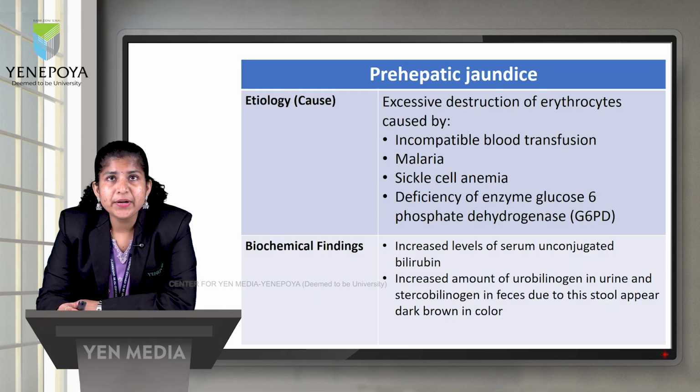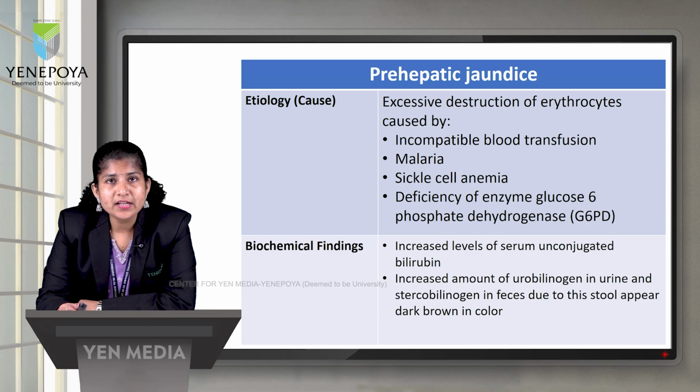First we will see pre-hepatic jaundice or hemolytic jaundice. Under that we will see the etiology or the causes for this condition. So this condition is caused due to the excessive destruction of red blood cells, maybe due to incompatible blood transfusion, malaria, sickle cell anemia and deficiency of the enzyme glucose 6-phosphate dehydrogenase.